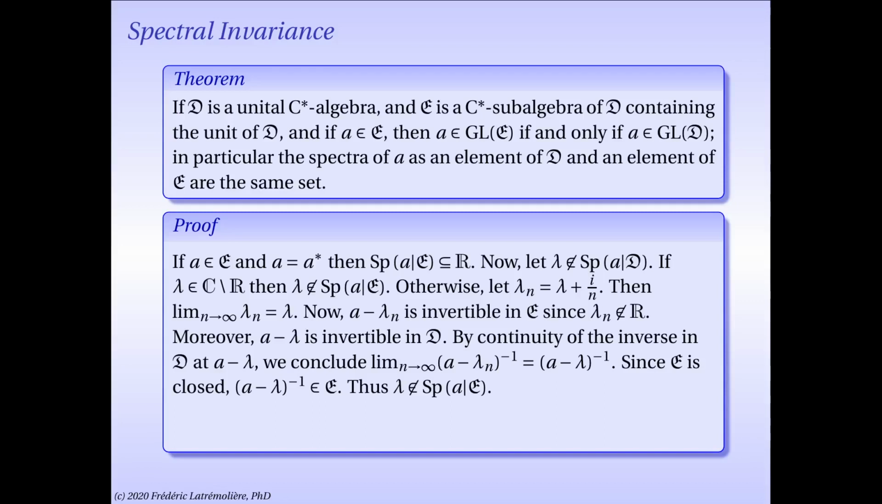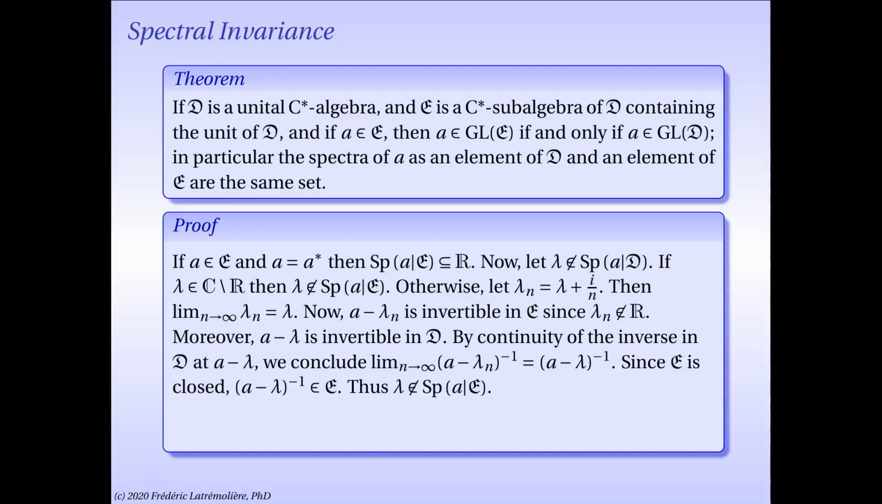So now I wish to prove that the spectrum of A computed in E is a subset of the spectrum of A computed in D, since I already have the other inclusion. And the way I'm going to do that is I'm going to prove the reverse inclusion between their complements. So let lambda not be in the spectrum of A computed in D.